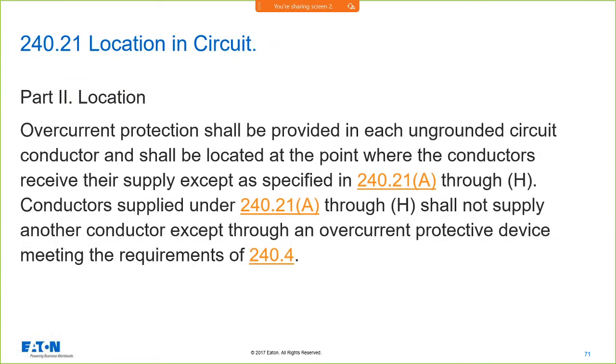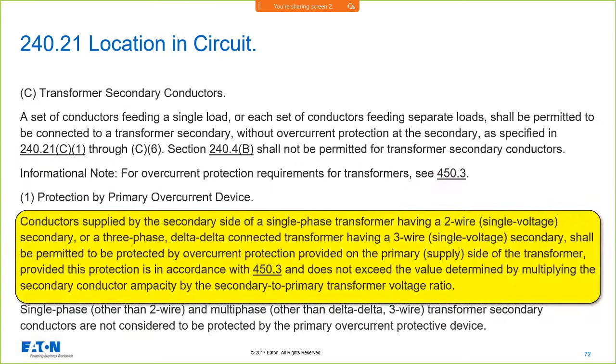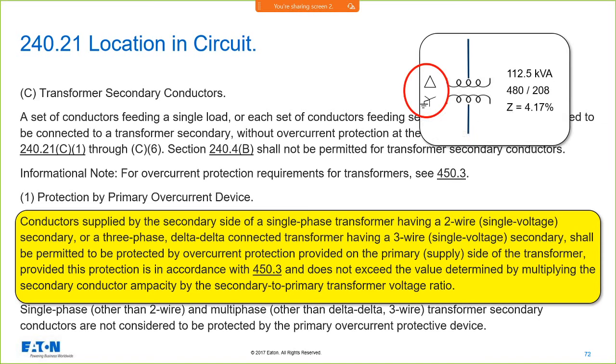And if I look at 240.21(C)(1), this talks about location in the circuit for overcurrent protection. Specifically, transformer secondary conductors: it tells me that the conductors supplied by the secondary side of a 2-wire single voltage secondary, or a 3-phase delta connected transformer having a 3-wire single voltage secondary, shall be permitted to be protected by an overcurrent protection provided on the primary. So, I've got a delta-Y ground system, and I don't meet any of those allocations.